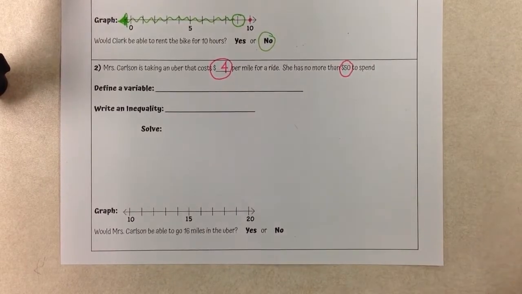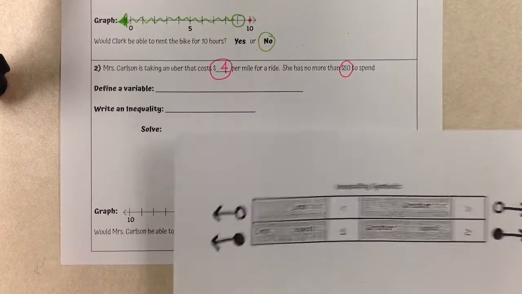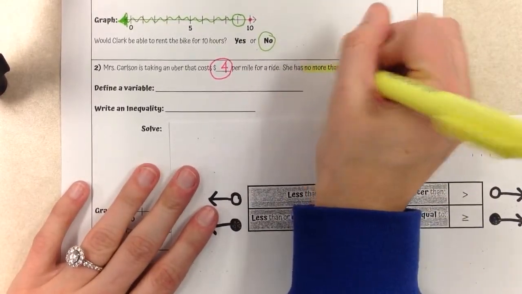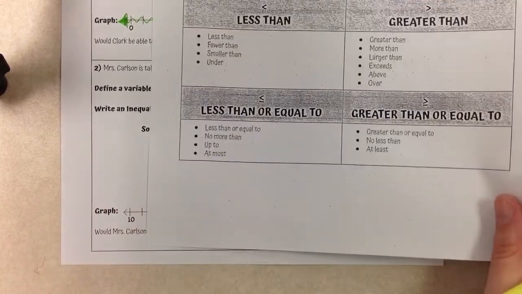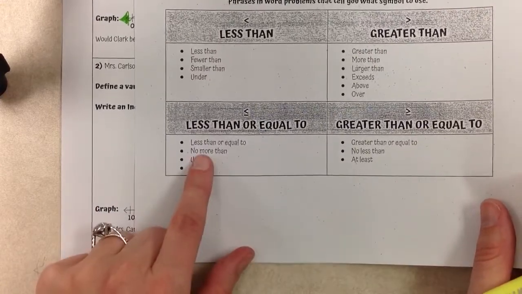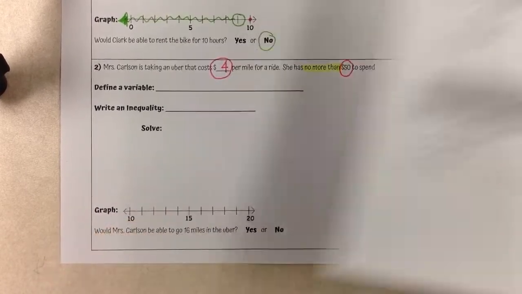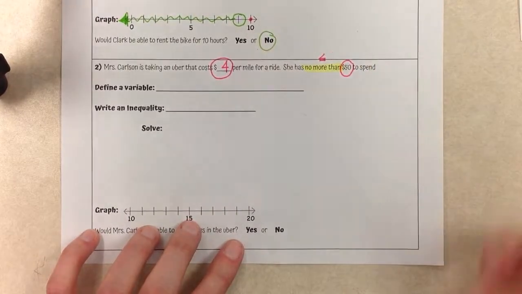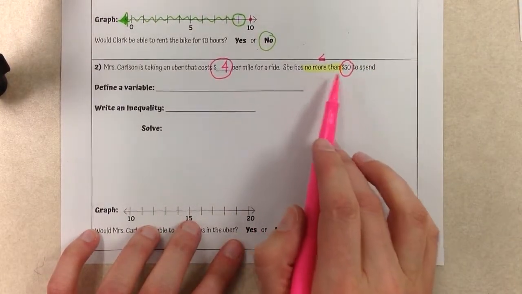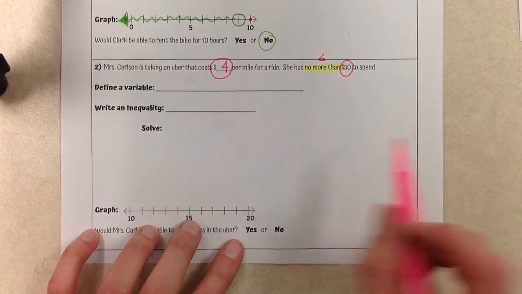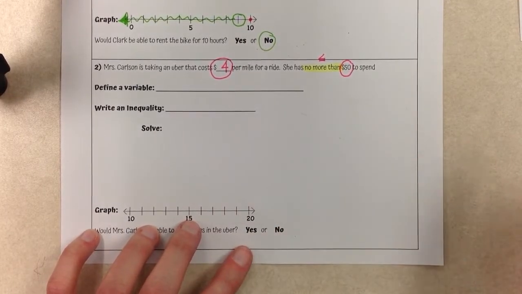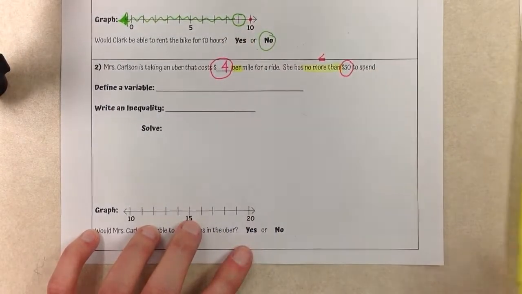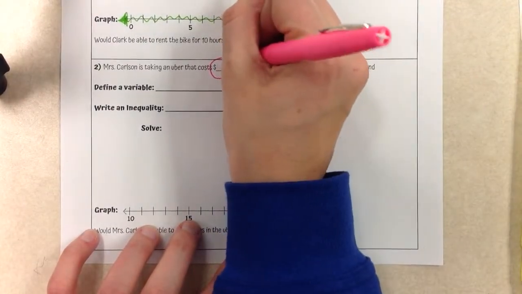So first I'm going to look at the words that clue us into the inequality. I see the phrase no more than, and if I look at my chart, no more than is a less than or equal to thing. So I'm going to draw above that the less than or equal to inequality sign. It can't be more than that. We want it to be equal to or less than that. And then the other word that I'm going to highlight is the word per again. $4 per mile tells us it's a multiplication problem.